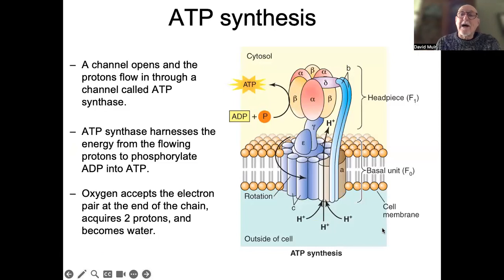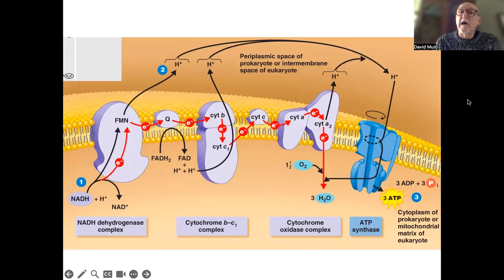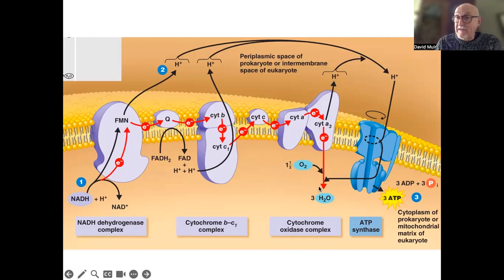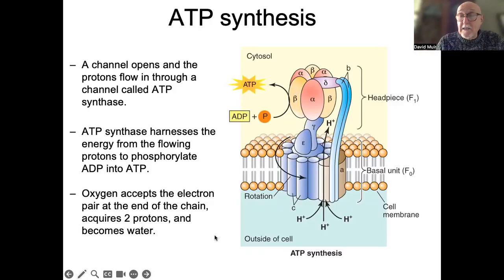The energy is derived from the flow of protons, because this is not only an enzyme which will phosphorylate ADP, it is also a transport protein. It specifically transports protons from the outside of the membrane, accumulated there by all of these pumps. They flow through the ATP synthase, and as they do so, it harvests their energy in order to phosphorylate ADP and produce ATP. In the process, by the way, it allows these protons on this side to unite with electrons and oxygen to form water. So that is basically the whole system.